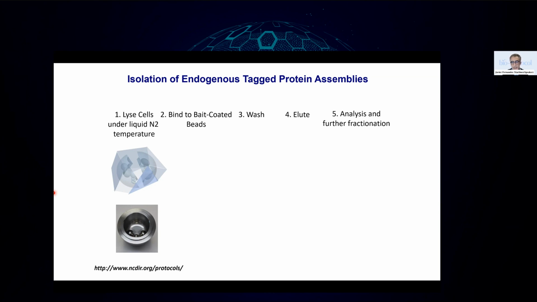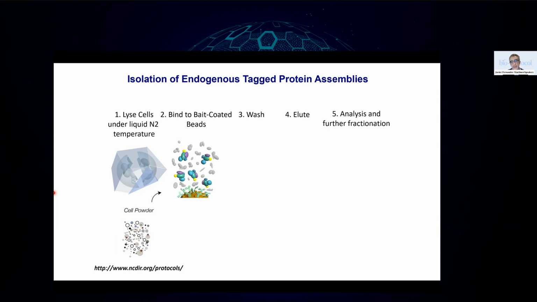But basically, using these planetary ball mills and cryo mills, we can break the cells under liquid nitrogen conditions, preserve the complexes in their native state, and we generate what we call cell powder. It is a fine whitish frozen powder that can be stored at -80 for a very long time, and it is completely preserved. After that, with the powder, what we do is quickly resuspend it in a liquid buffer.